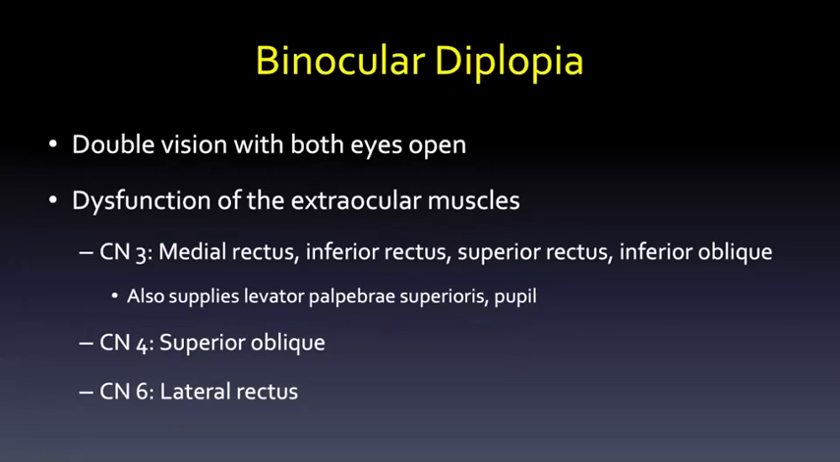Our main starting point in determining a cause is to review the pathways of the three cranial nerves supplying the extraocular muscles. These are the third, fourth, and sixth cranial nerves. The third cranial nerve supplies the majority of the extraocular muscles, the medial, inferior, and superior rectus, and inferior oblique muscles, as well as the levator palpebrae superioris, and it also provides parasympathetic innervation to the pupil. The fourth cranial nerve supplies the superior oblique muscle, and the sixth supplies the lateral rectus muscle.